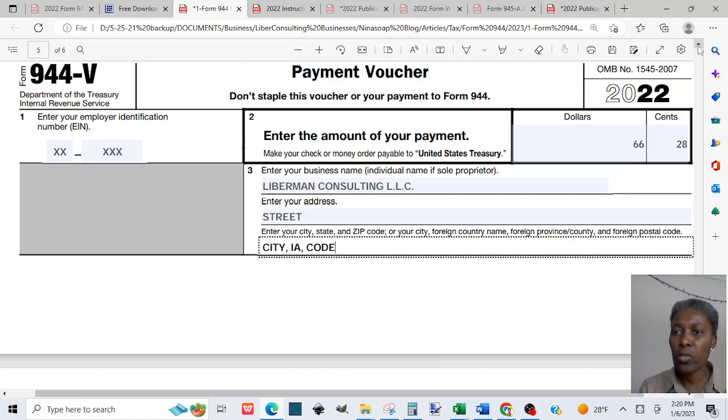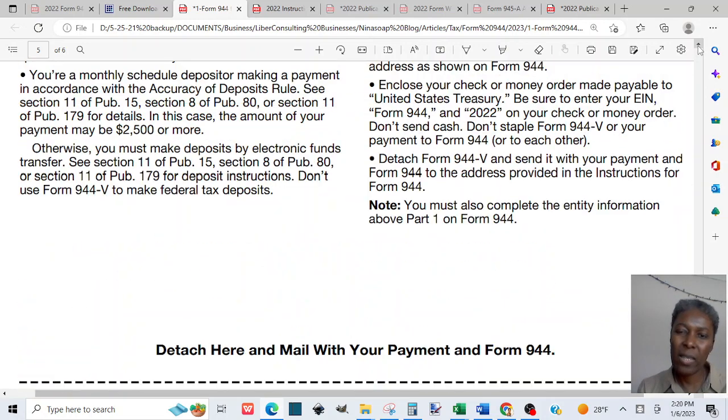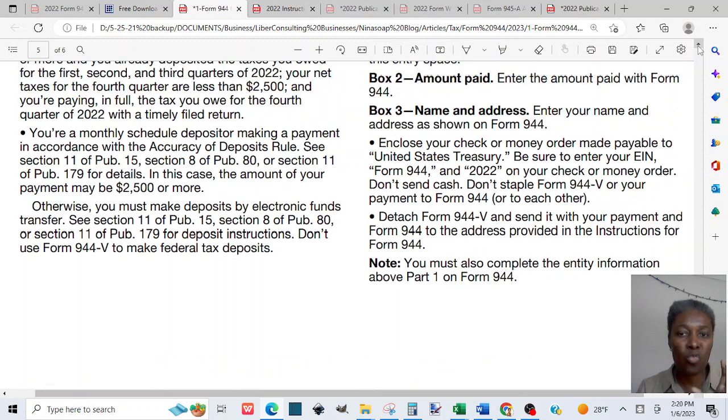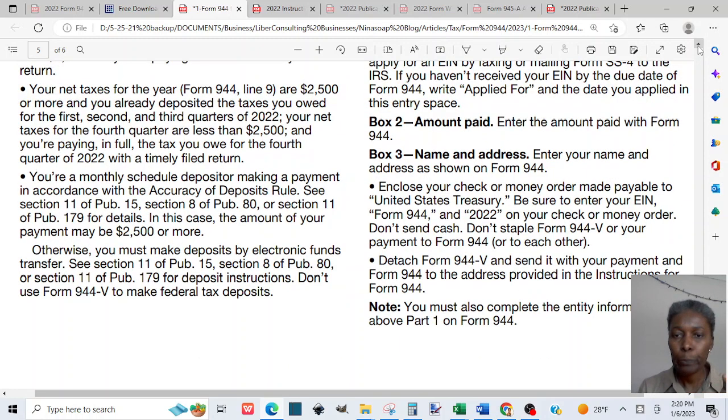So how do you complete the check? You can use a money order, you can use the check. I noticed that the money order does not have enough space for you to put your information on it properly. So you can use the check or you can use a money order. You will put on the check, where they have payable to, you will put United States Treasury. And then you put the dollar amount, you put the dollar amount in letters as well. And then you enter your EIN number on that check. Where the memo section is, you will enter Form 944 for 2022.